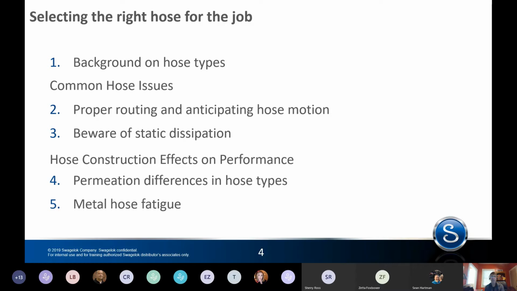And then we want to talk about some common hose construction and how it can affect performance. And these are going to be related to permeation in soft core materials like PTFE. And then we're also going to talk about metal construction hose and how they fatigue in dynamic applications. And again, this will be about 40 minutes in total without questions. So feel free to ask questions again, and we'll stop along the way.